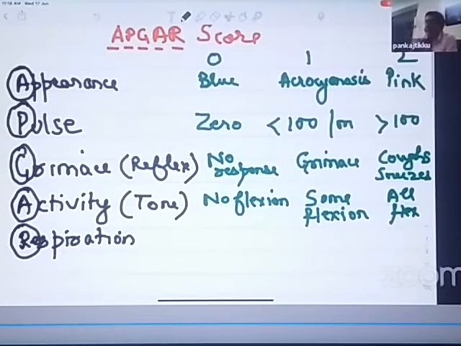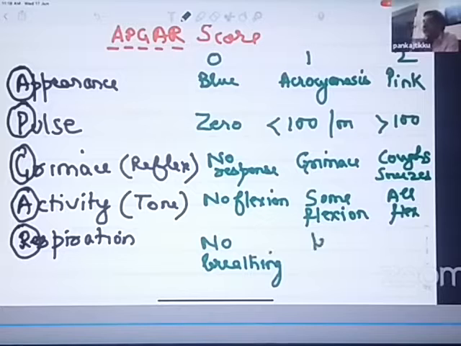Finally, respiration. So now you are counting the heart rate, but you are not counting the respiratory rate. This is very important. Just see the respiration. There is no breathing at all in the child. Give him a score of 0. There is irregular breathing. Fast breathing, then suddenly apnea. Then fast breathing, then suddenly apnea. Give him a score of 1.